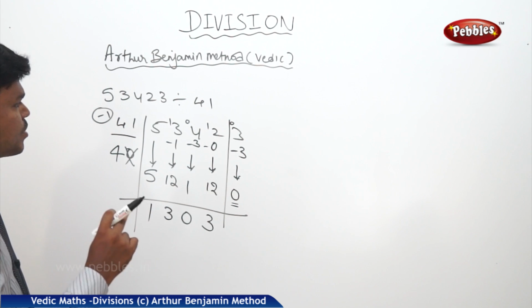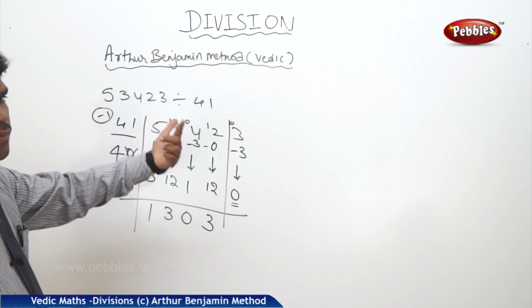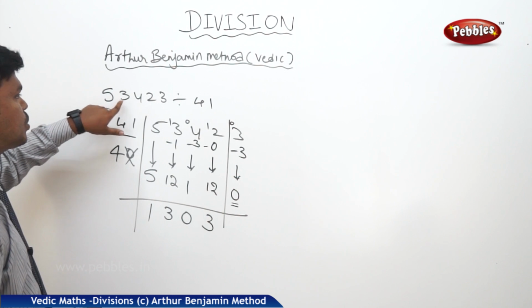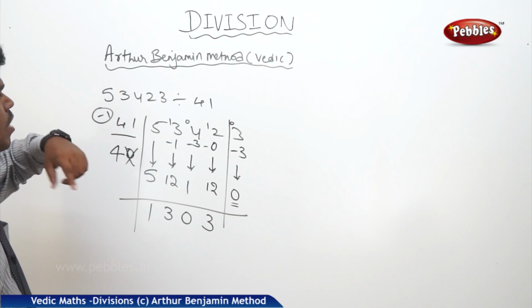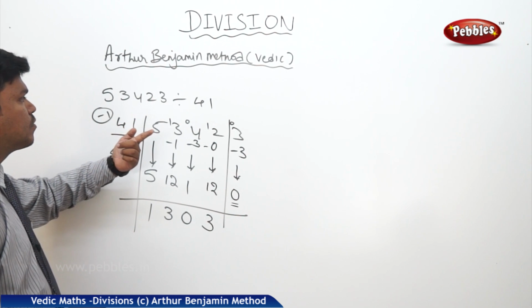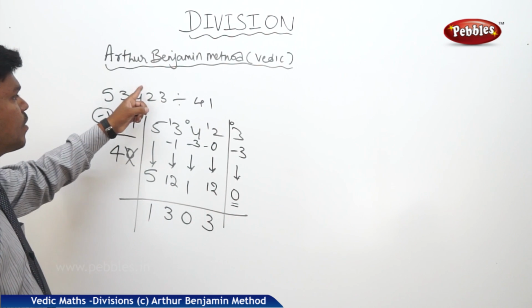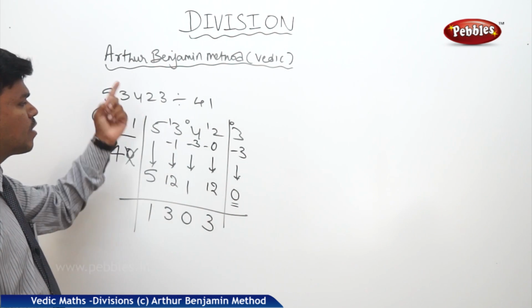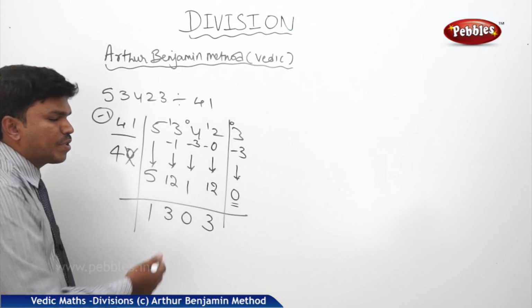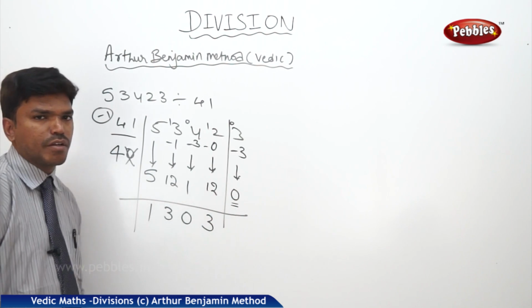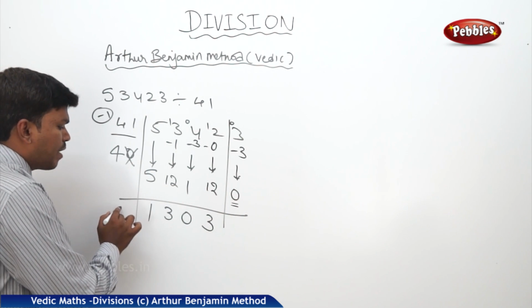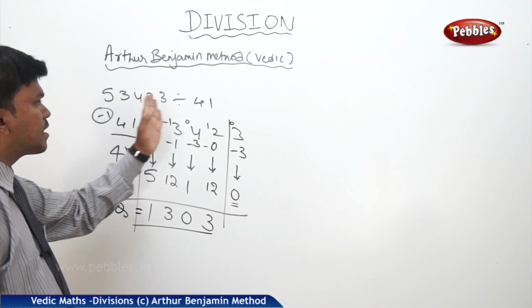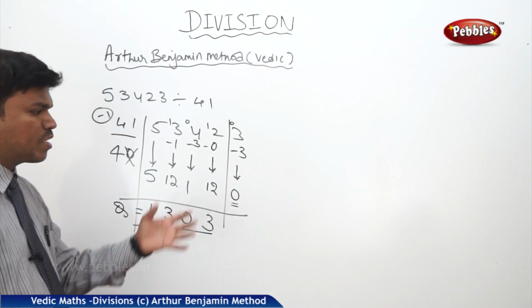You can simply check once. Suppose I check in the mind by multiplying the table, 41 ones are 41. 41 3s are 123. So my answer is 1303. Exactly. Whenever I am getting 0 remainder here, it means that my quotient, that is 1303, is exactly divisible here. So there is no remainder.